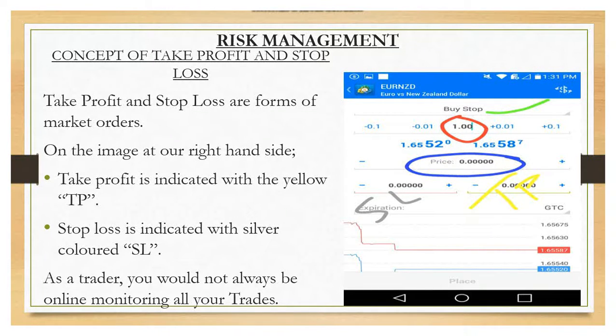Now let us look at the concept of take profit and stop loss. Take profit and stop loss are forms of market orders. On the image on our right hand side, take profit is indicated with the yellow TP, and stop loss is indicated with the silver color SL.